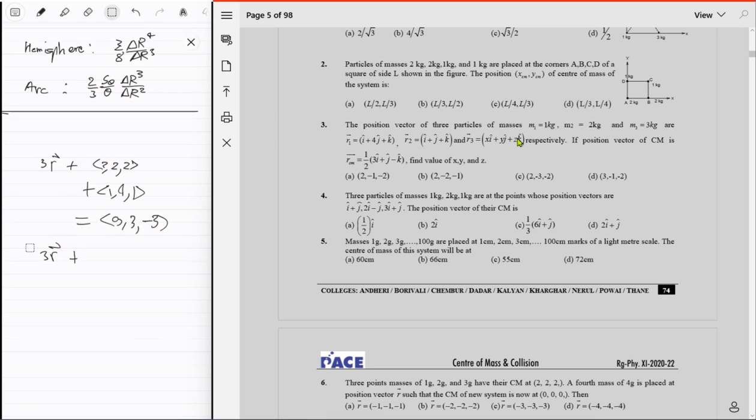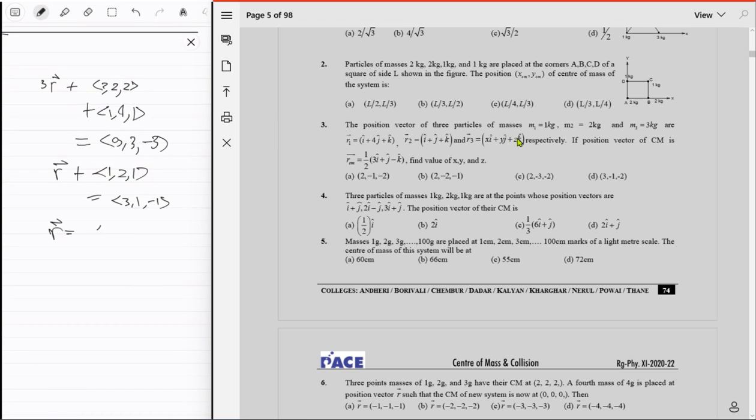Oh, you know what? Actually, divide by 3 anyway. Just get, like, R vector is equal to, plus just 1, 2, 1. That's equal to this without the 3, which is just 3, 1, and negative 1. So what do you get? Just get R vector is equal to 2, negative 1.